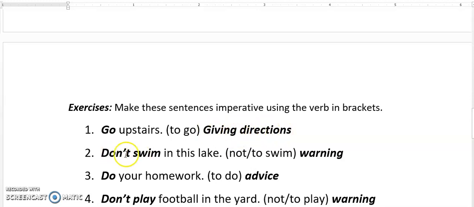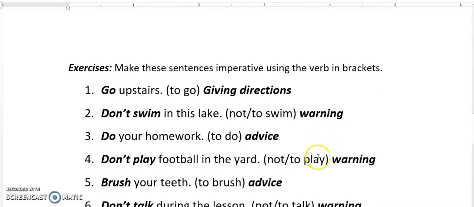And number 2, we have don't swim in this lake. Negative form, don't, and swim in the base form. And this is a warning, una advertencia. So number 3, we have do your homework, is for advice, of course. Number 4, don't play football in the yard, patio. And this is a warning.